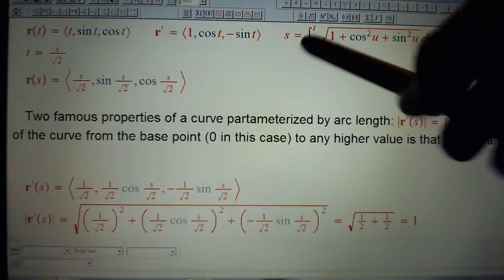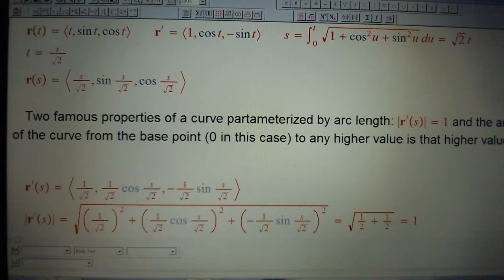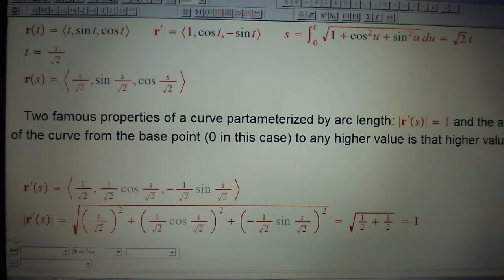So all I did here was the length of r prime. You know what I mean. I've got the length of r prime formula inside of the square root. It's the arc length formula, and we all know that cosine squared plus sine squared is 1. So we just get a square root of 2 u evaluated from 0 to t. So it comes out to be square root of 2t. So that allows me to write this important little animal over here. t equals s over square root of 2.